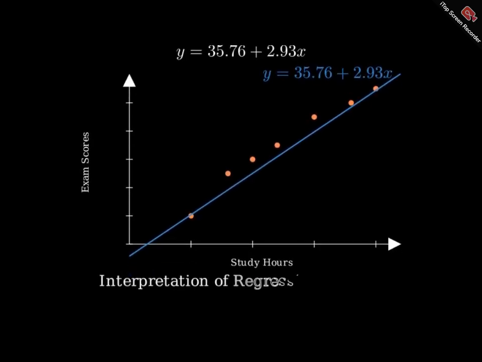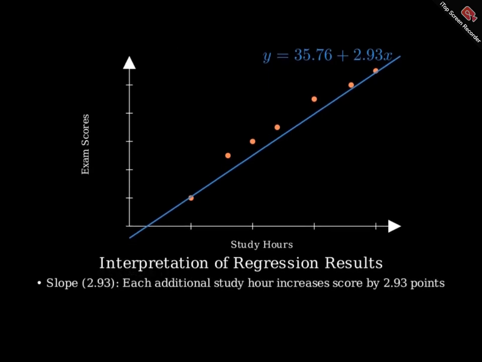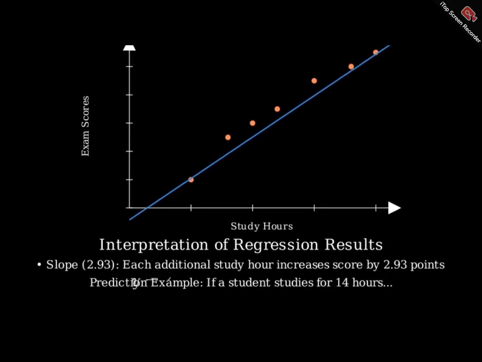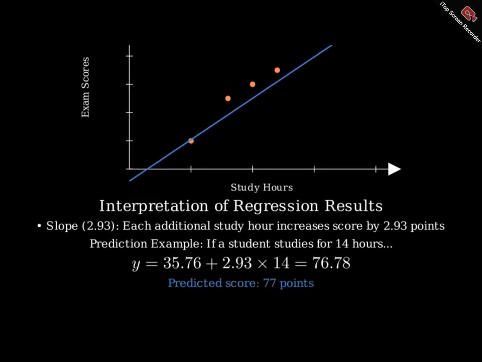Let's interpret our regression analysis. The slope of 2.93 means that, on average, for each additional hour of study, a student's exam score increases by 2.93 points. We can use this equation to make predictions. For example, if a student studies for 14 hours, y equals 35.76 plus 2.93 times 14, which is equal to 76.78. So we predict an exam score of about 77 points.